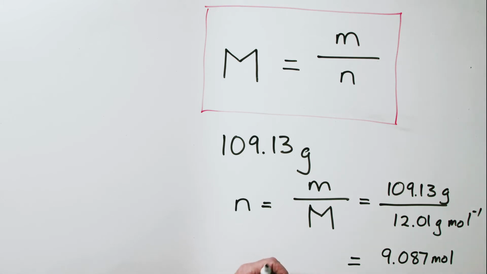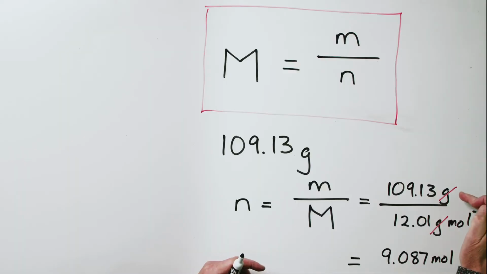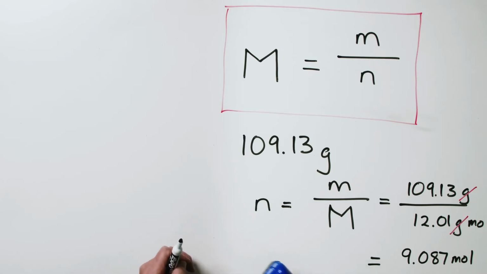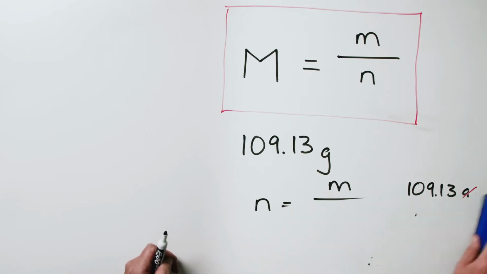So what's going to happen there is that our grams on the top line are going to cancel out with grams on the bottom line. We have a mole to the -1 left on the bottom line, so that's a 1 over mole. So essentially what we have is 1 over moles, which comes out to be moles. And so in other words, we have our units correct. That means that we must have rearranged our equation correctly, and so we're all good. Take-home message here: 109.13 grams of carbon corresponds to 9.087 moles of carbon.